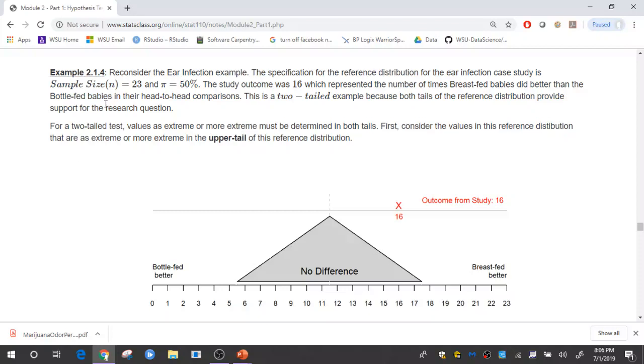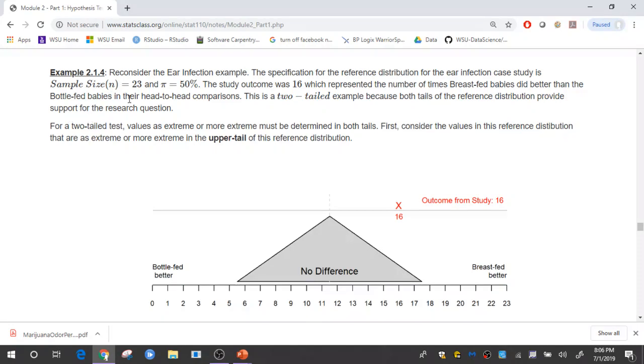All right, so let's look at another example, example 2.1.4. And this is the ear infection example. So my sample size was 23. My parameter value is 50%. The study outcome was 16. Now, what was unique about this example is that it was two-tailed.